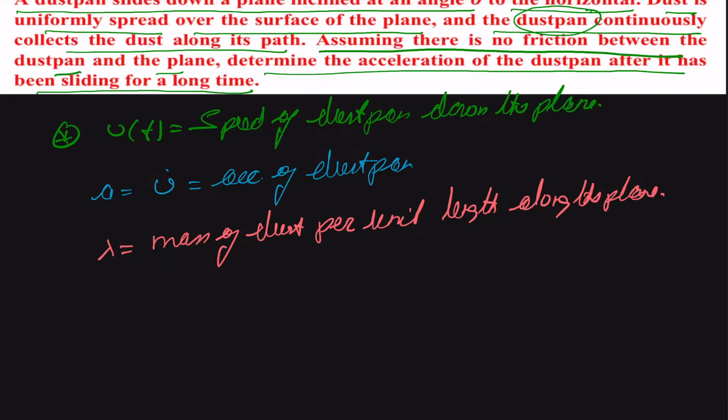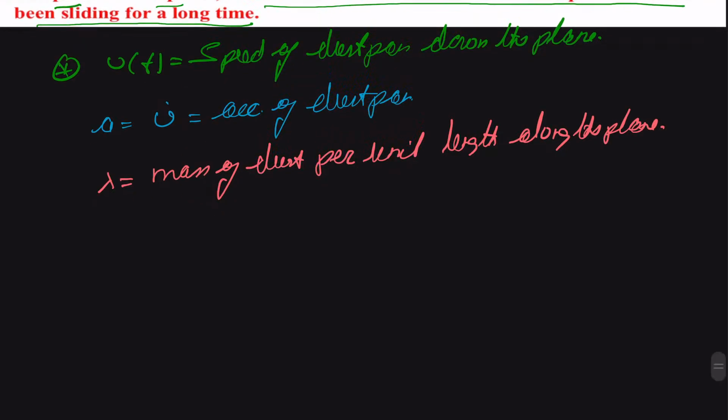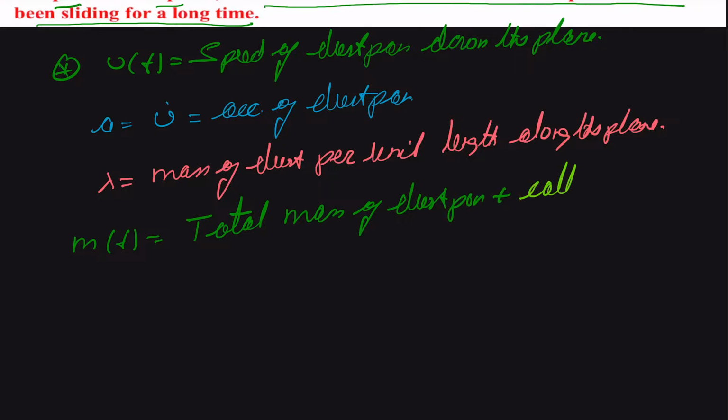And our m of t is our total mass of the dustpan plus dust collected. You can say our m of t is the total mass of dustpan plus collected dust.